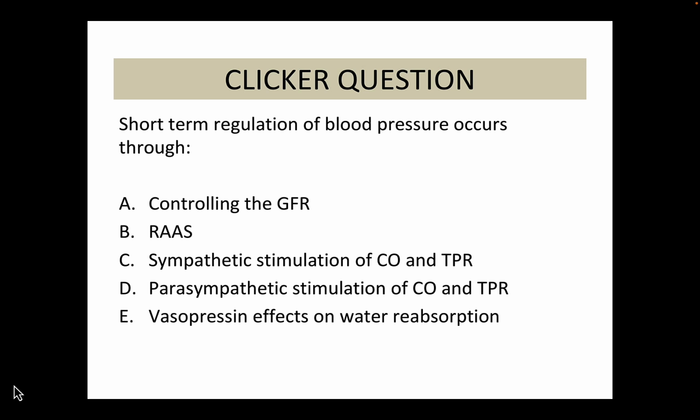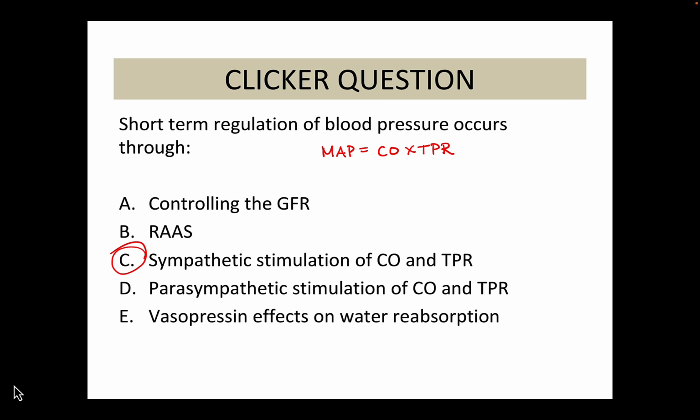Now, short-term regulation of blood pressure occurs through which of these? Recall that we talked about very short-term control of blood pressure happening in seconds, and then more long-term control. Our short-term control was the sympathetic stimulation, increasing cardiac output and resistance, because we said that our mean arterial pressure is cardiac output times resistance. So we're going to beat our heart faster and harder, we'll constrict our vessels, and that will bring our blood pressure up. Now this is short term, and this can only hold us off for so long.